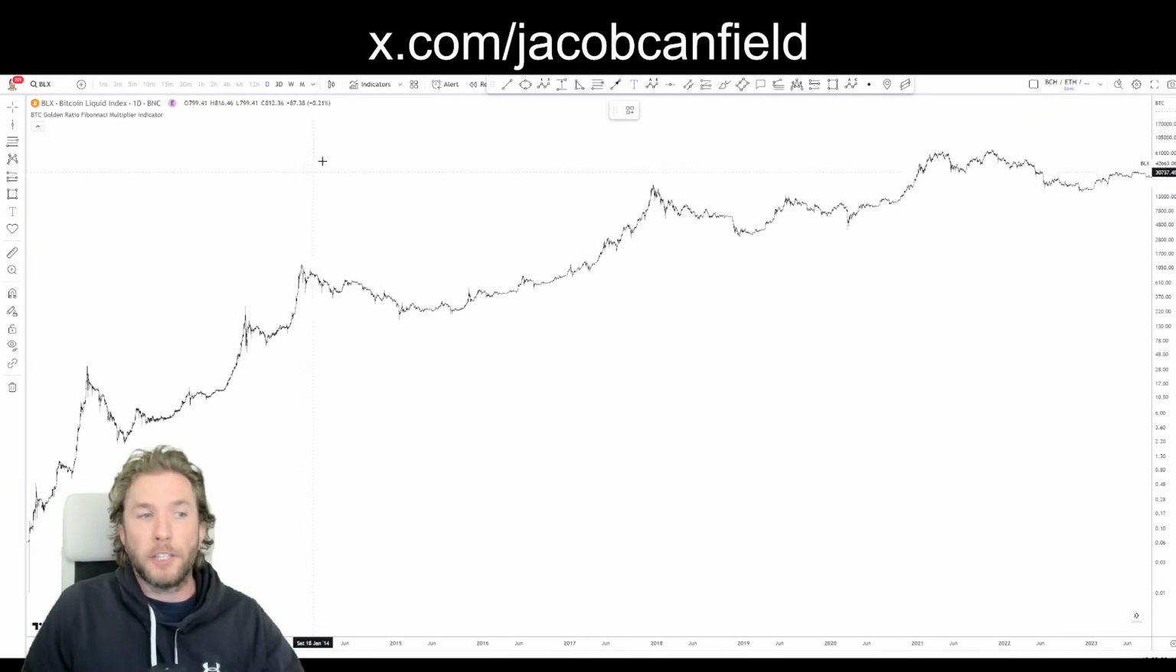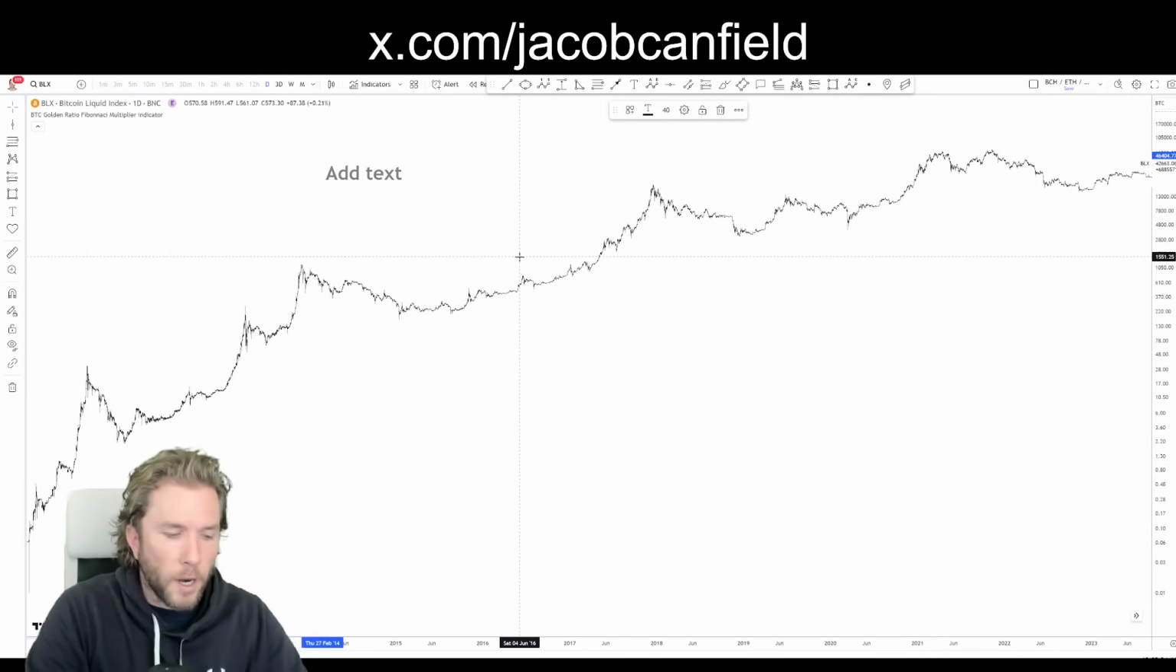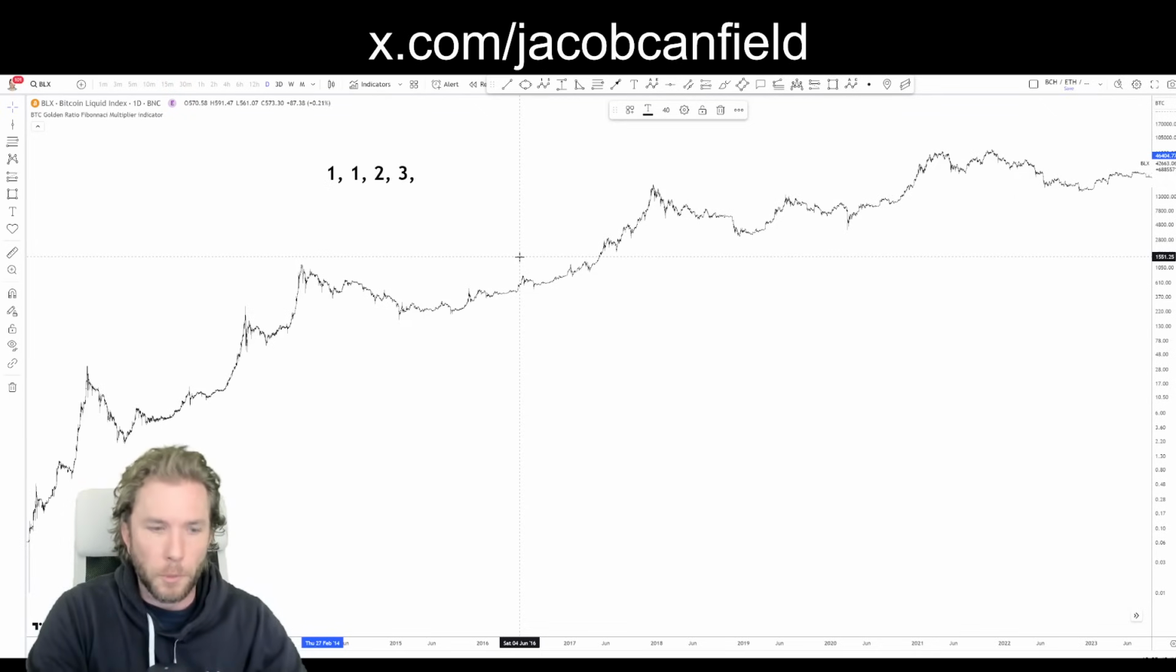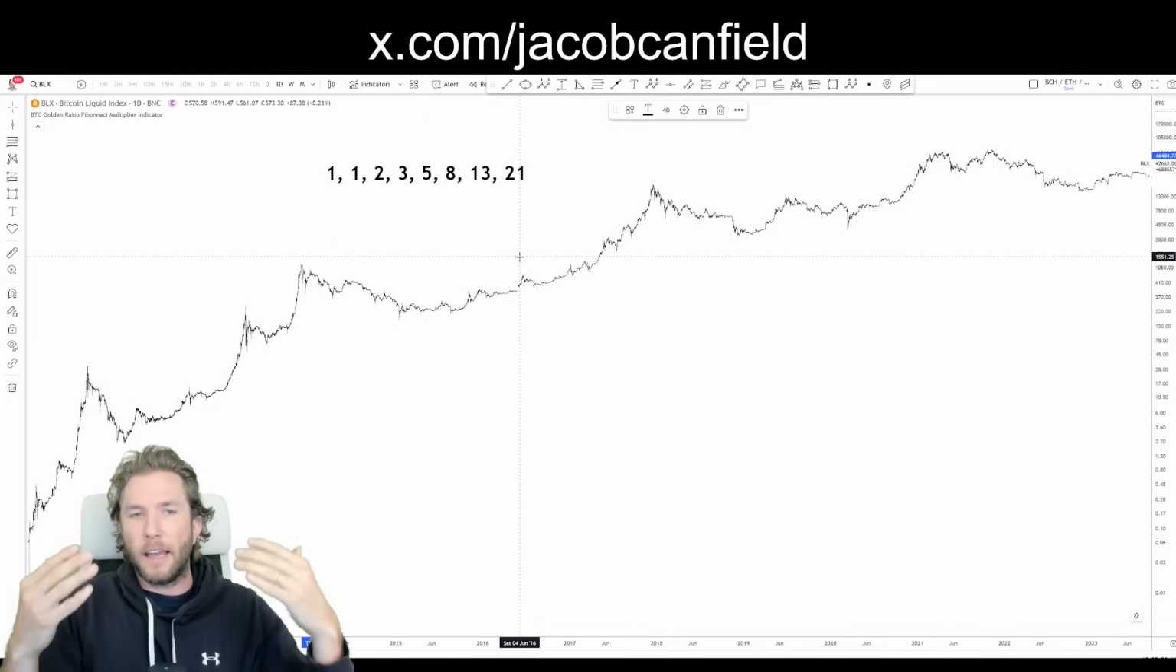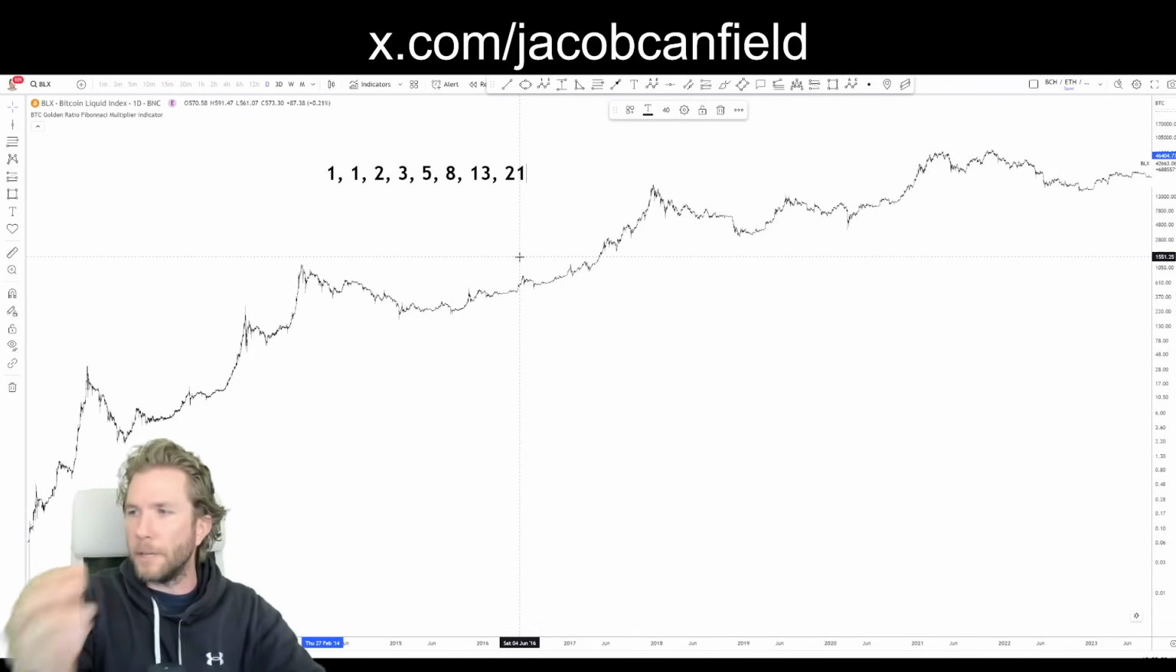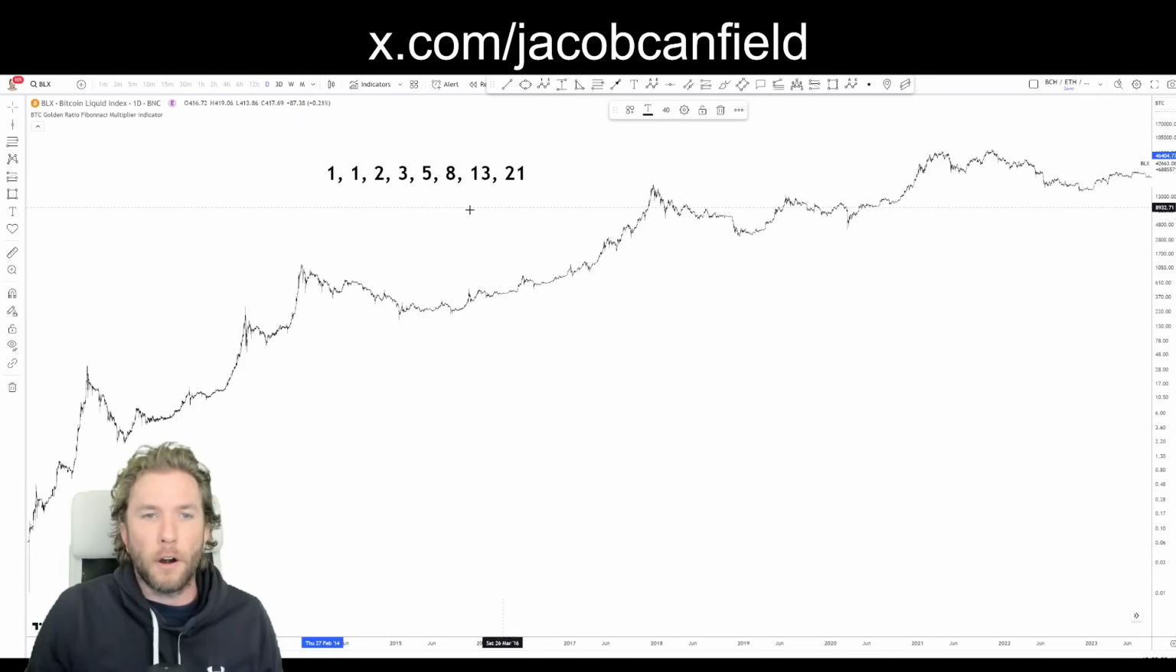Now, if you don't know what the Fibonacci ratio is, basically it's a pattern sequence where you take the first number and add it to the last number of the sequence. So it looks something like this: 1, 1, because 1 plus 0 is 1, and then 1 plus 1 is 2, 2 plus 1 is 3, 3 plus 2 is 5, 5 plus 3 is 8, 8 plus 5 is 13, 13 plus 8 is 21, and so on and so forth. So for this analysis, this is all we're going to be using specifically for our golden ratio.